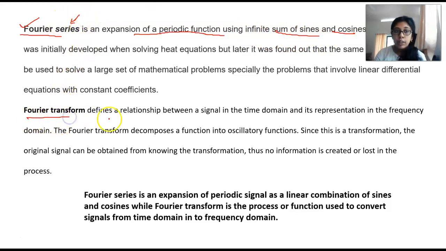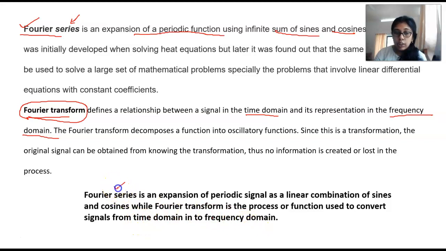And Fourier transform defines a relationship between a signal in the time domain and its representation in the frequency domain. So that relation is obtained from the Fourier transformation. Fourier transform decomposes a function into oscillatory functions. Since this is a transformation, the original signal can be obtained from knowing the transformation. Thus, no information is created or lost during the process. So Fourier series is an expansion of a periodic signal as a linear combination of sines and cosines, while Fourier transform is the process of a function used to convert signals from time domain to frequency domain.